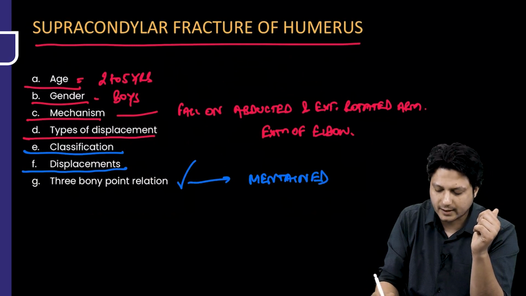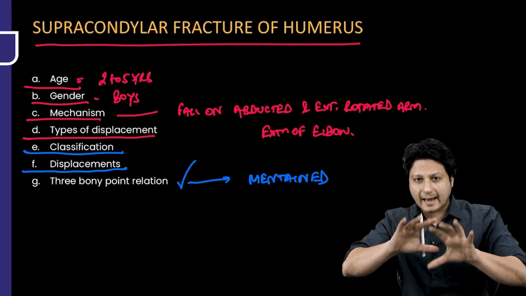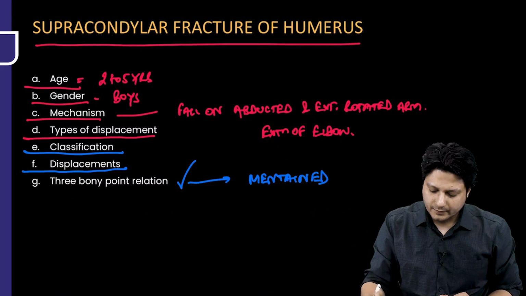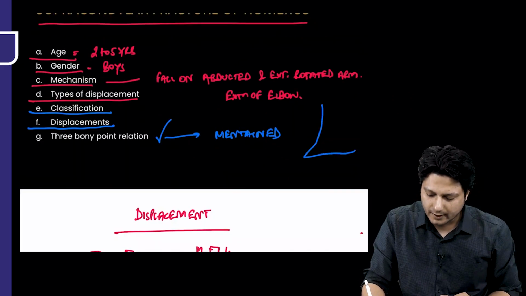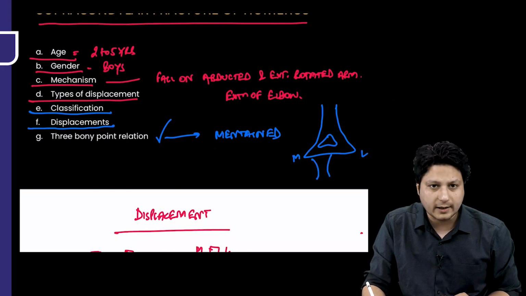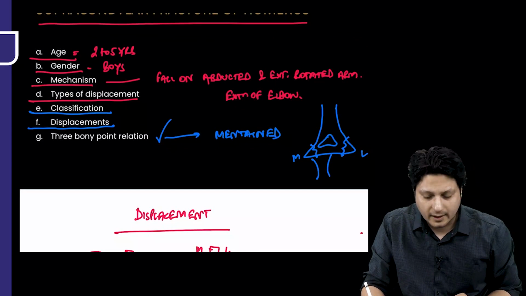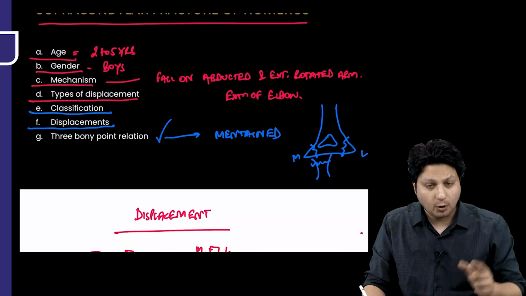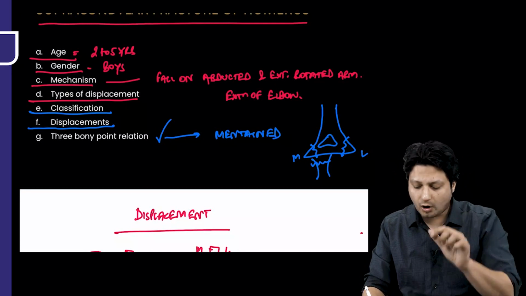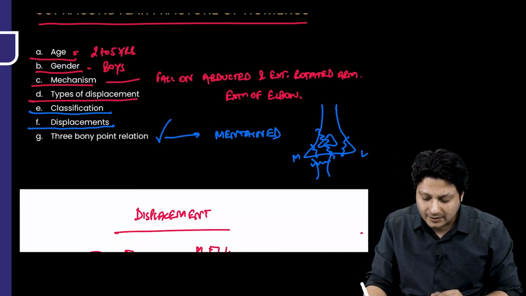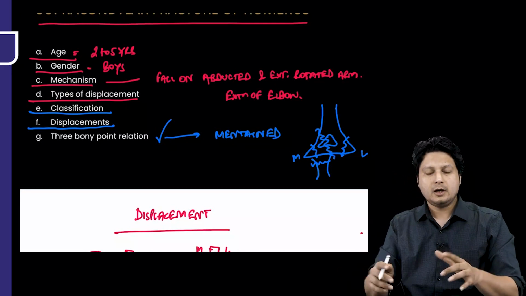You just try to understand that if there is a fracture anywhere in the elbow, for example, if this is the elbow joint, this is the medial epicondyle and this is the lateral epicondyle, and here we have the olecranon process. So if there is a fracture of the medial epicondyle or lateral epicondyle, if there is a fracture involving the olecranon process of the ulna, or if there is a fracture involving the intercondylar region, alright.